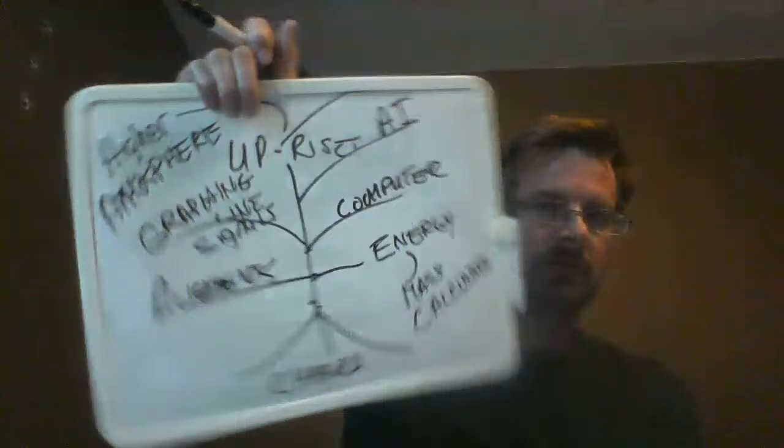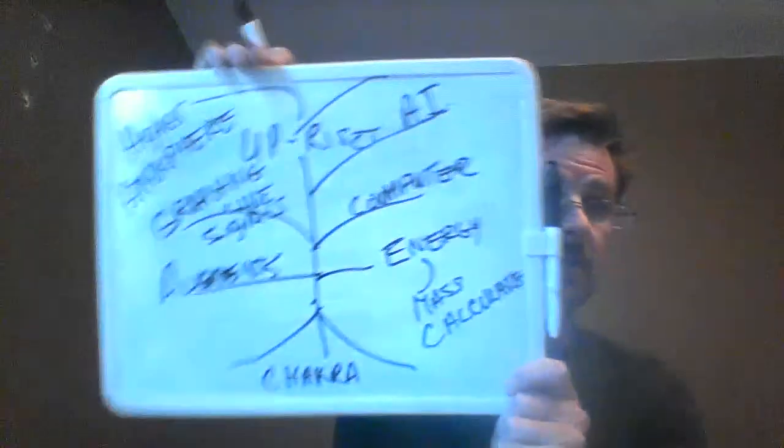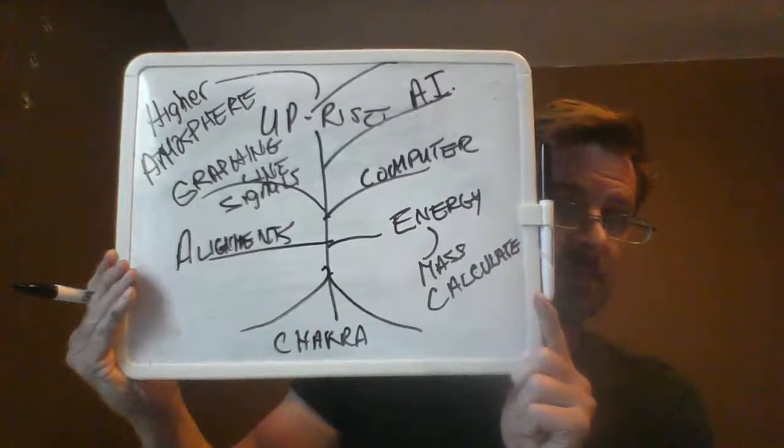Now when you get into the uprise, you're into higher atmosphere. Once you get into that, we are no longer in its atmosphere. We are in the stratosphere. The stratosphere is the last thing. We're going to concentrate on one thing at a time to stay in the fifth dimension of the fourth density light. But I'm just showing you how powerful it is when you can go up through your chakra systems into energy of mass calculation, into alignments, into computer of its graphing line signals, which is an uprise through AI operation, electronic energy vibration systems.